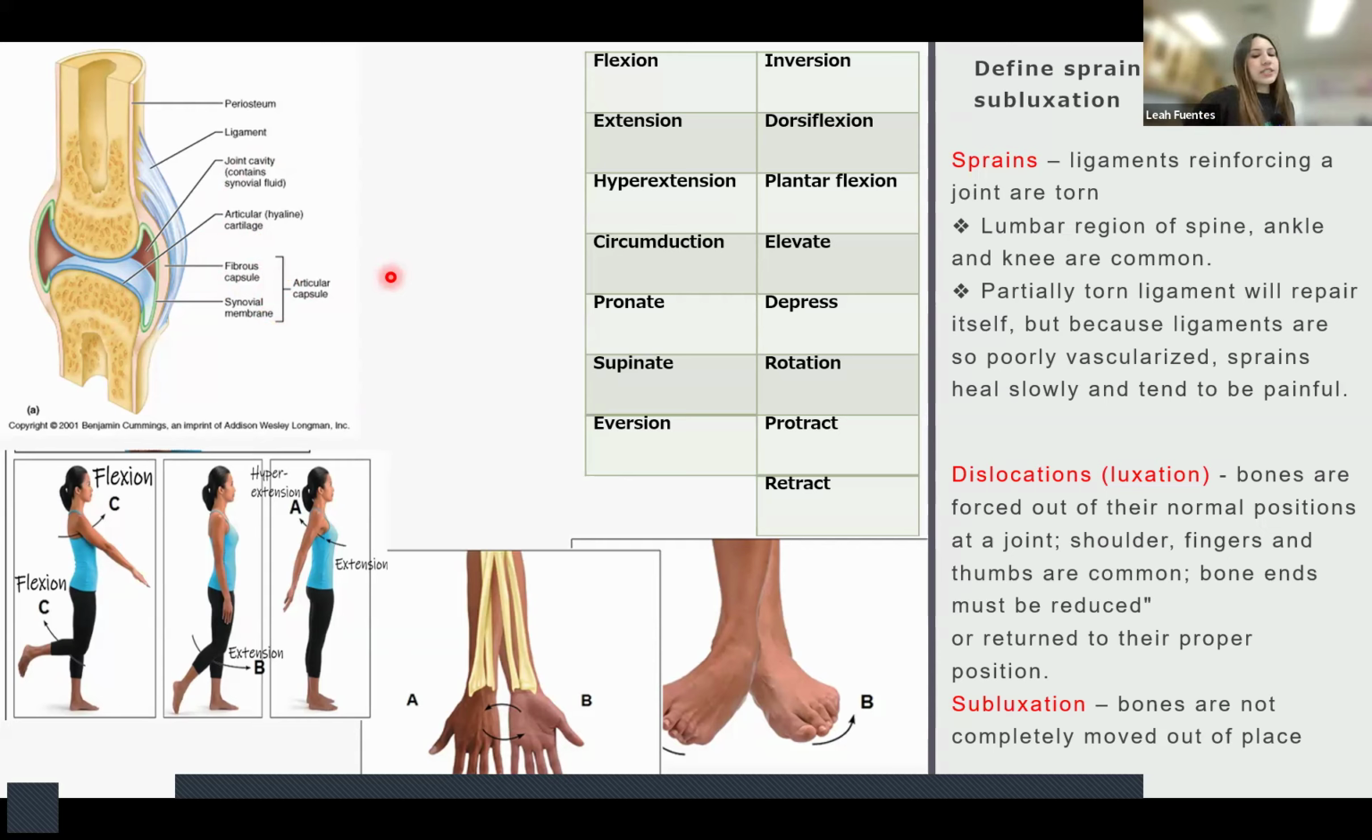Below are some images of movement. So I only included a few, but there's multiple that you do need to know. All of the definitions or words that you need to know are here. So flexion, extension, hyperextension, circumduction, pronate, supinate, eversion, inversion, protract, retract, rotation. You're going to need to know all of these, and then in a little bit, I'll show you specifically how these questions will be asked.